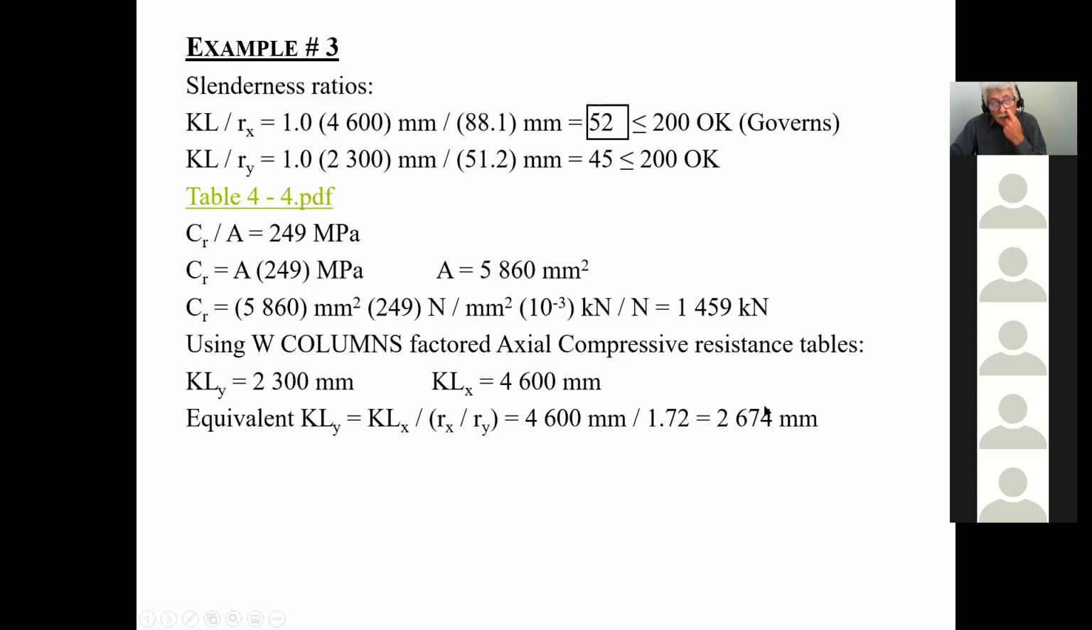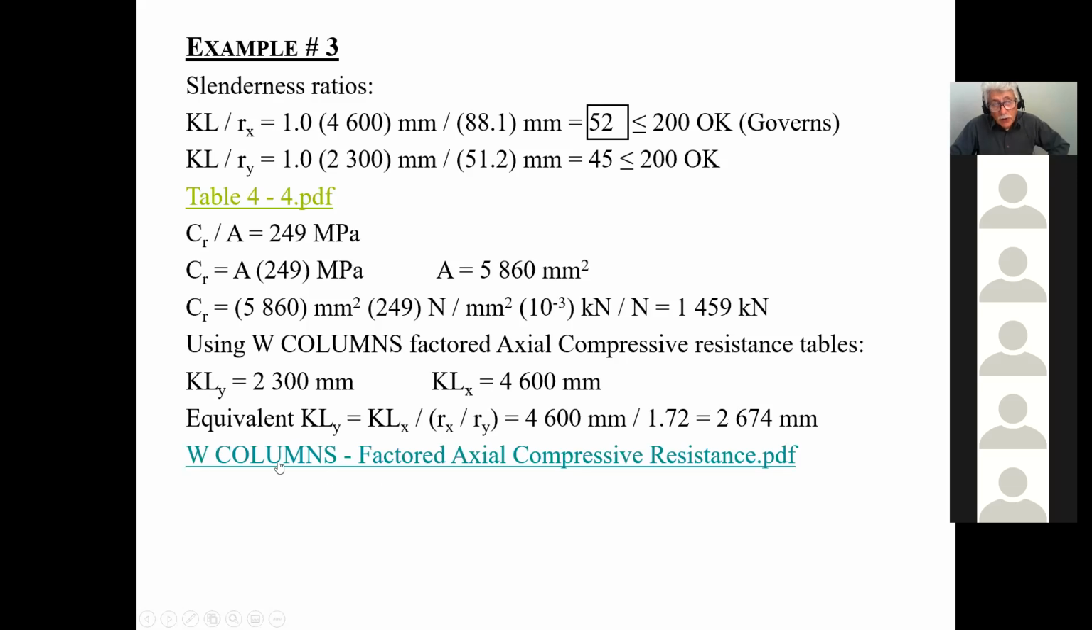So if you want to use the W column, this is how you have to use it when it's the Rx value that governs the resistance. You have to find an equivalent KL value here. I know it's a little complicated, but this is how you can still use the table. And if you don't use this table, just use table 4.4. So now I'm looking for something that's at least 2,674 millimeters long.